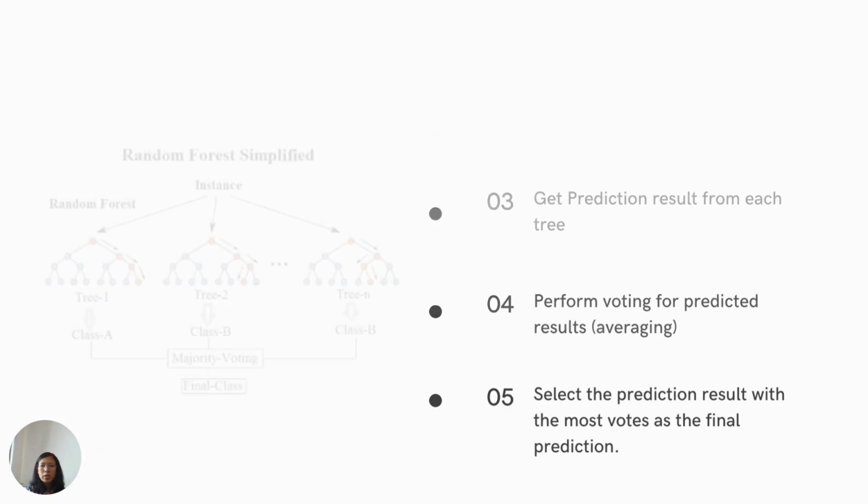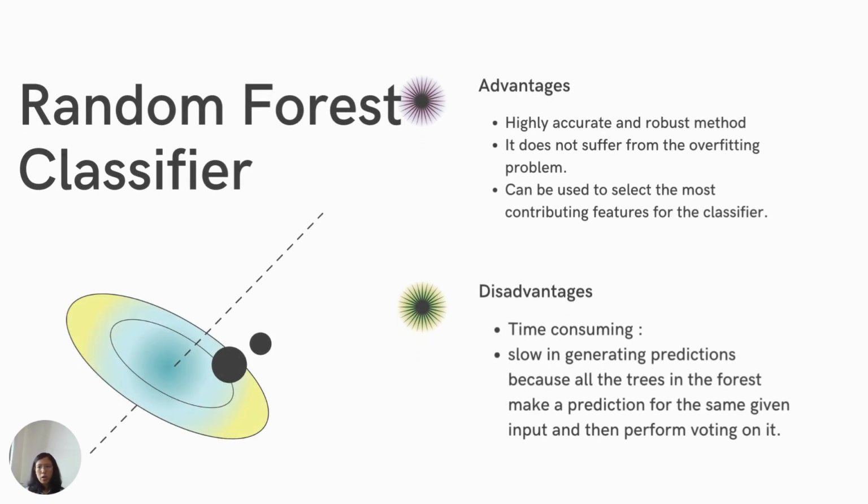So random forest outperforms the decision tree, especially for a data set with a large number of features. It also overcomes the problem of overfitting. It can also be used to select the more contributing features for the classifiers. But this outperforming random forest classifier also has some drawbacks.